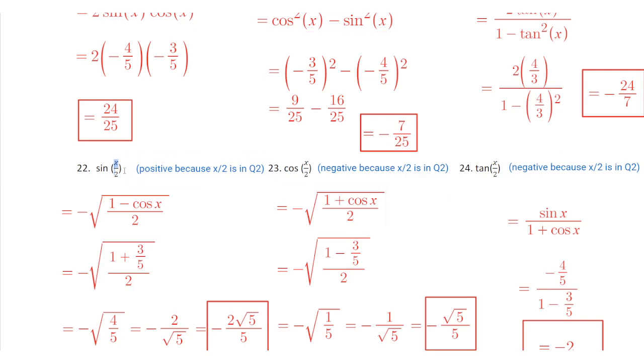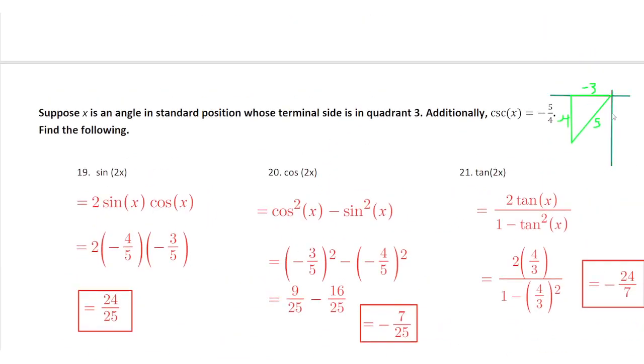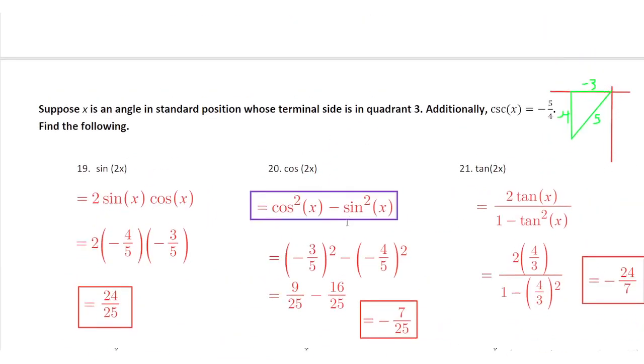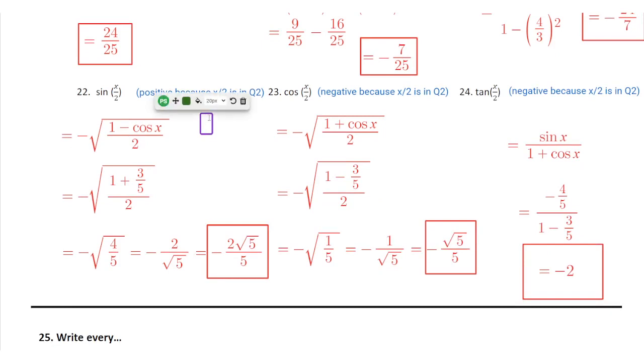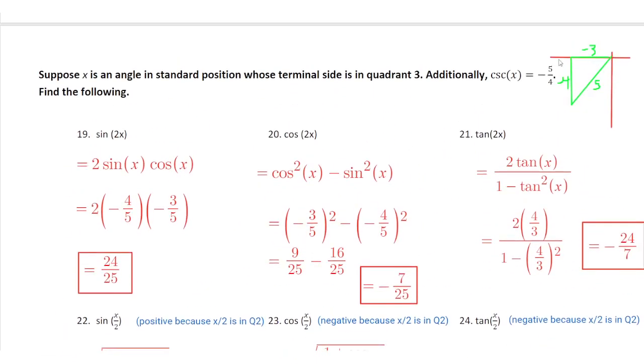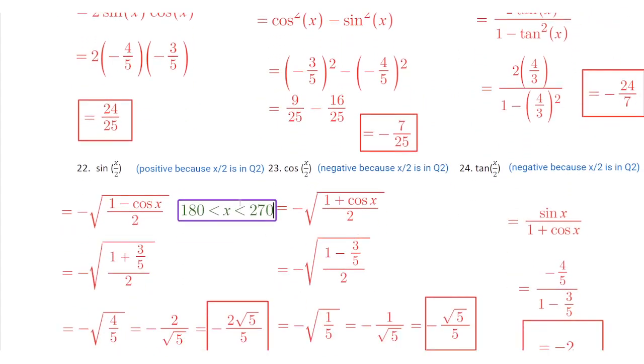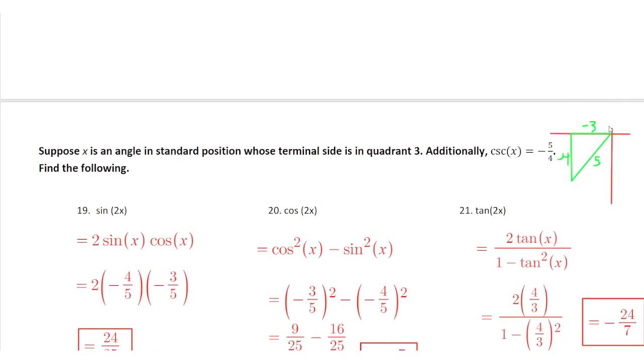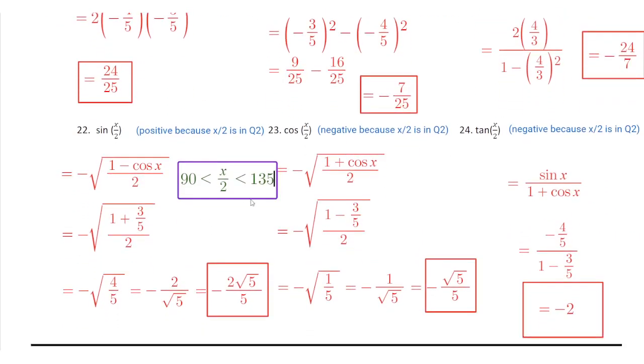Now, to explain how I figure out where this is going to be, if we know that angle x, which is right here, is in quadrant 3, even if we don't know exactly what the angle measure is, if we're talking about degrees, then we know that that angle measure has got to be between 180 and 270. 180 being right here and 270 being down here. So if x is between 180 and 270, then x over 2 has got to be between 90 and 135. 90 degrees is up here, 135 is over here, so we're somewhere in here now. That's where x over 2 is.